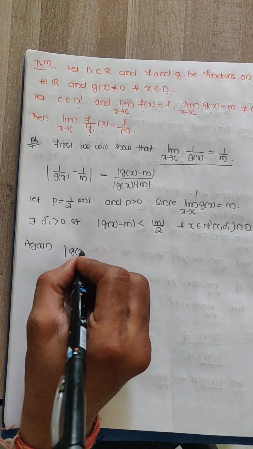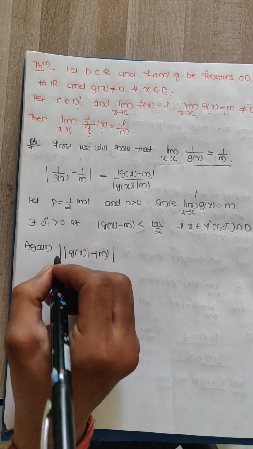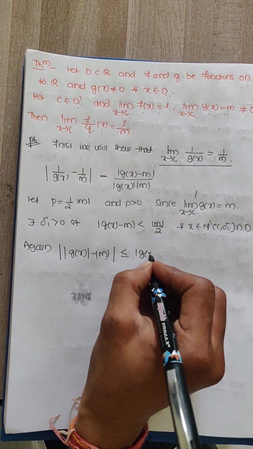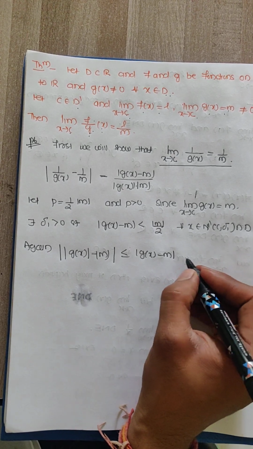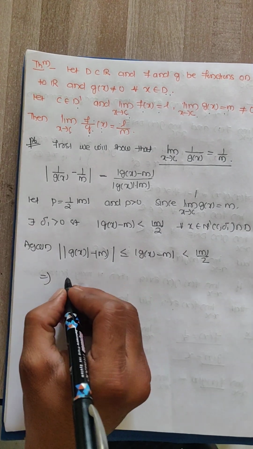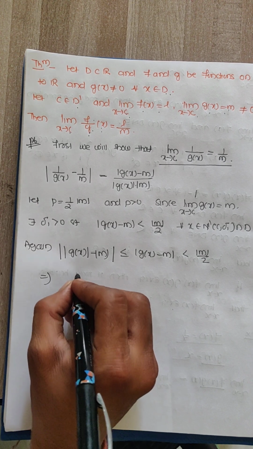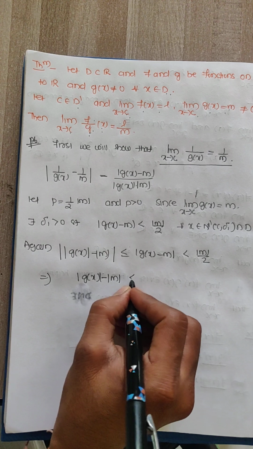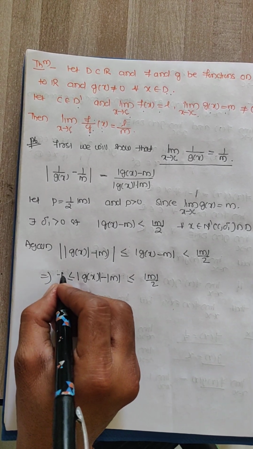Again, mod of mod g x minus mod m, the whole mod, is less than or equal to mod of g x minus m, which is less than mod m by 2. Hence mod of g x minus mod m is less than mod m by 2, and greater than or equal to minus mod m by 2.